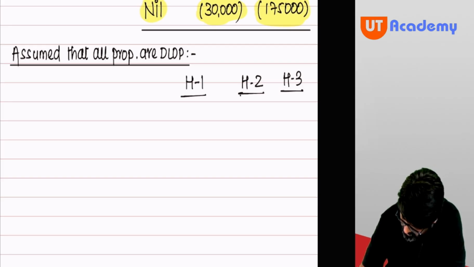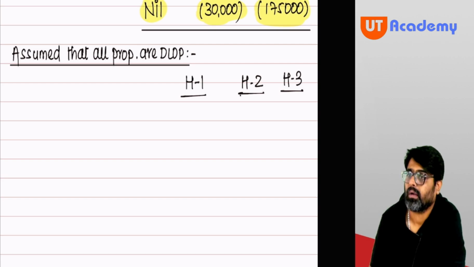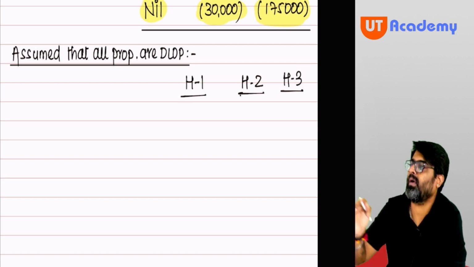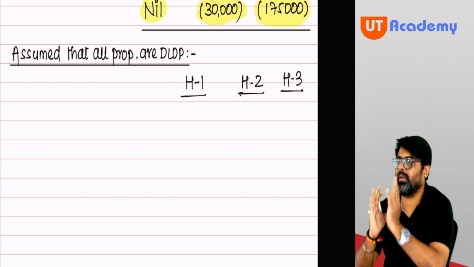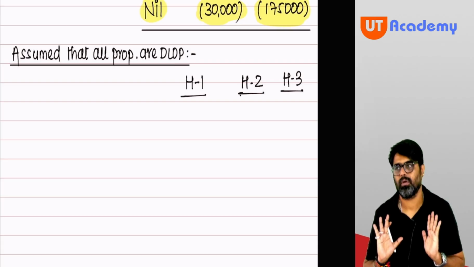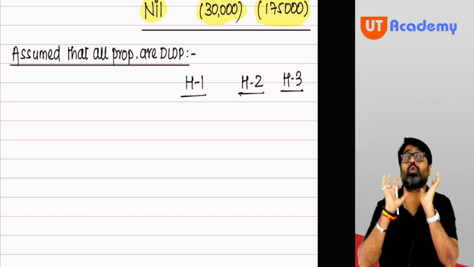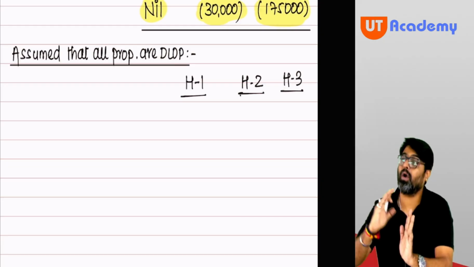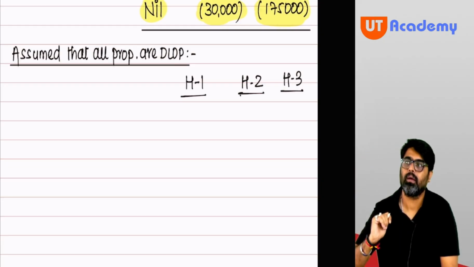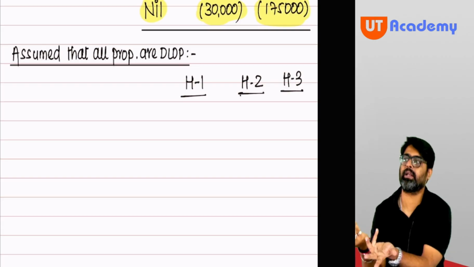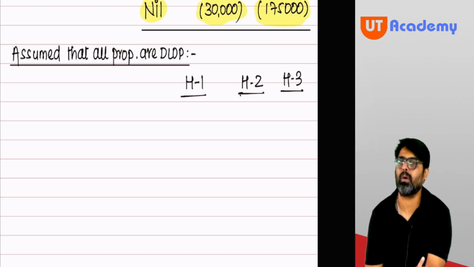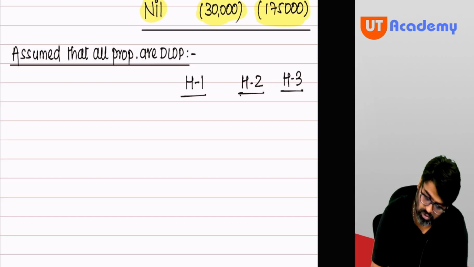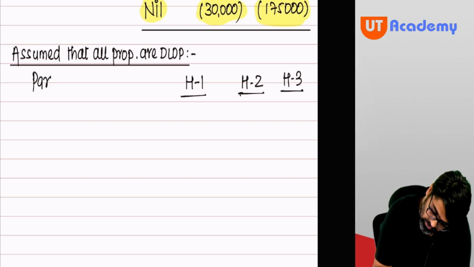Now friends, be a little bit careful. Now you are assuming, what if my house property 1 was a DLOP? What will be the taxable income of this property? Yes or no? What if the property 2 was a DLOP? What will be the taxable income of property 2? Likewise, what if the property 3 was DLOP? So if the property 3 is taken as DLOP, what will be the final taxable income of property 3? Yes or no? So here it will be particulars.